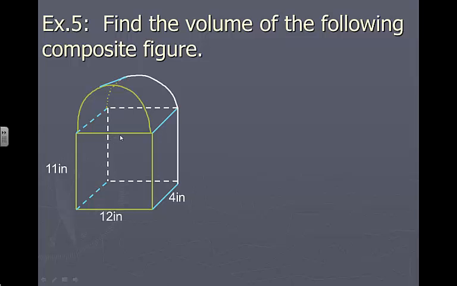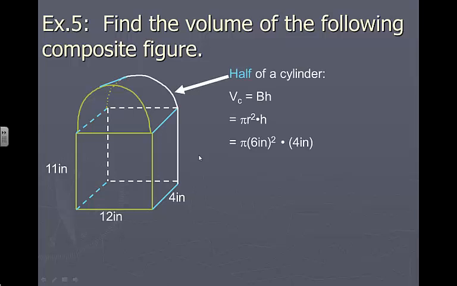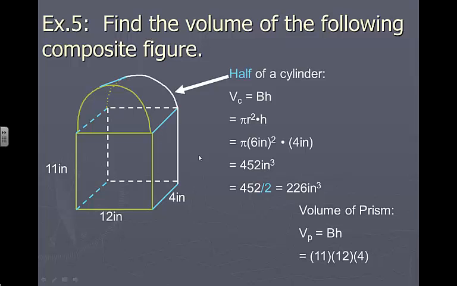So if I do pi r squared, that would give me the area of the entire circle, but notice this is only half of a circle. Okay, so I would have to divide it by 2 and then add the two volumes together. So I would have pi r squared times the height, which is 4, and then I have to divide it by 2 again because it's only half a cylinder. And then the volume of the prism is base times height, which would be 11 times 12, and then times 4. Alright, it's 528. I put those together, and my final volume will be 754.